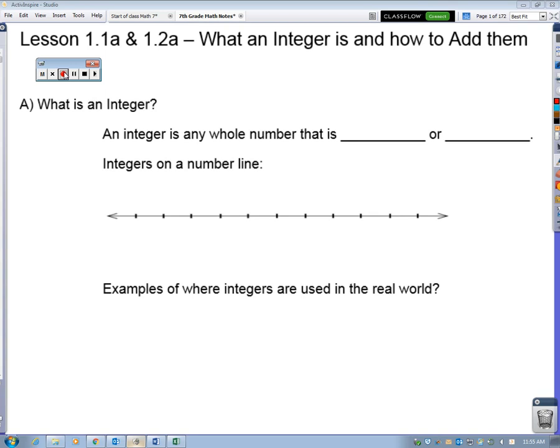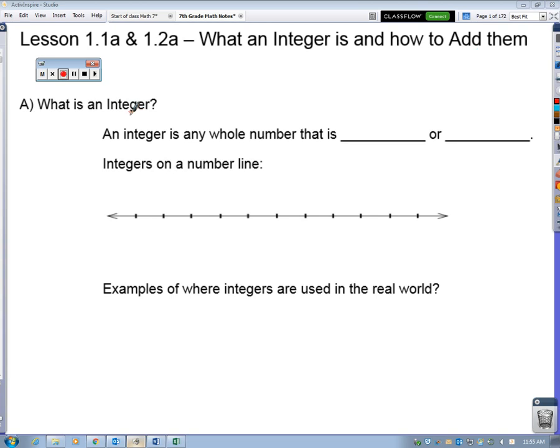Alright class, here is our first video lesson of the year and our very first math lesson of the year. And our first lesson has to do with something called integers. We're going to find out what an integer is, and then we're going to learn how to add them. Alright? So first things first, let's talk about what is an integer.